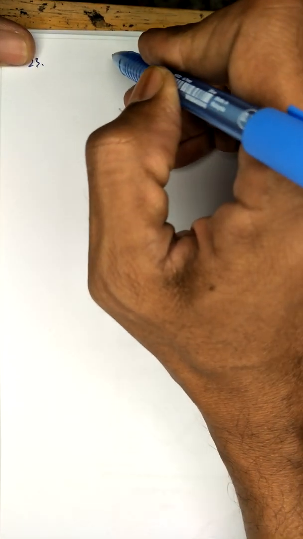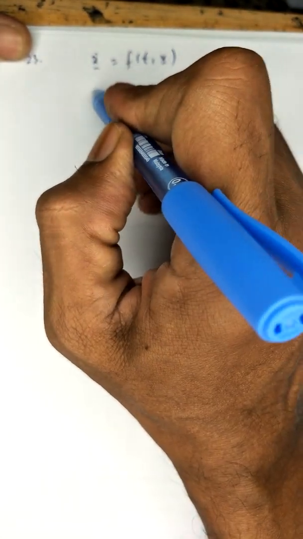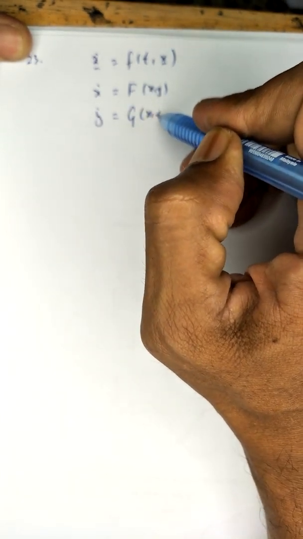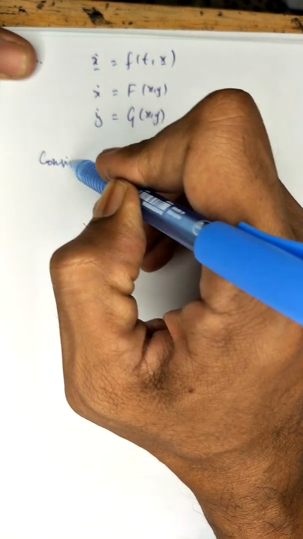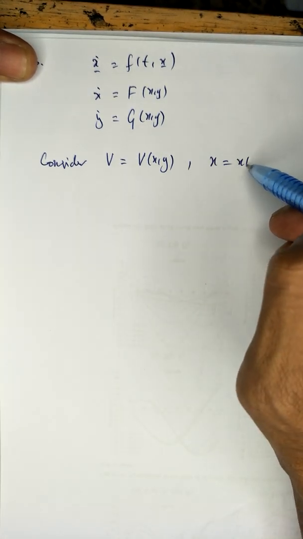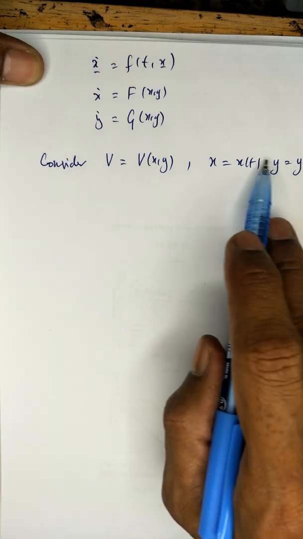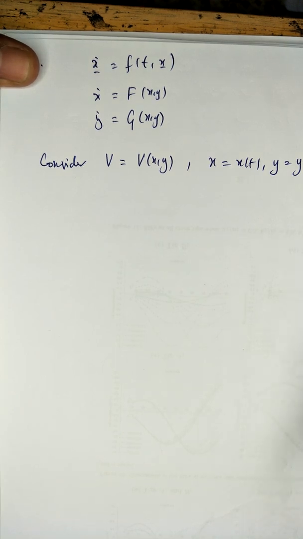So again, we consider the system x dot equals f(t, x), or you can look at it in a more specific way as x dot equals f(x, y) and y dot equals g(x, y). If we consider a function v(x, y), and x is a function of t, y is a function of t, you can consider x and y as a path, and a point (x, y) is moving along the path.